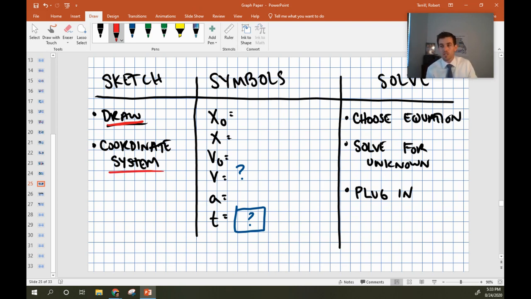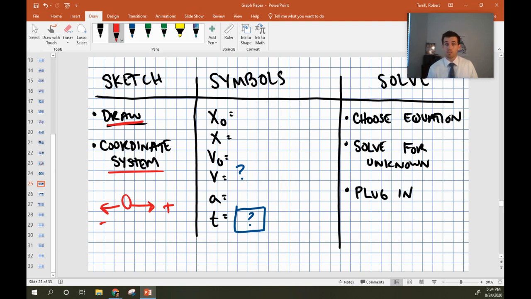And what's very important is we also have to set up a coordinate system. We have to know what direction is positive, what direction is negative, and where zero is at. And that's where the drawing comes in handy because we can just label right onto our picture. Here's where our zero is. Here's the positive direction. Here's the negative direction. Then we go into symbols.